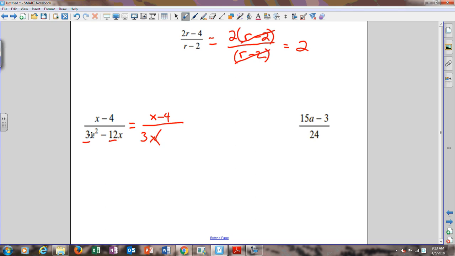Now, if we pulled a 3x out, there would only be 1 x left in the front term. And then 12 divided by 3 is 4, so it would be minus 4. Now I have an x minus 4 and an x minus 4. I can cross those out. What's left on top? It would have to just be a 1 over 3x.